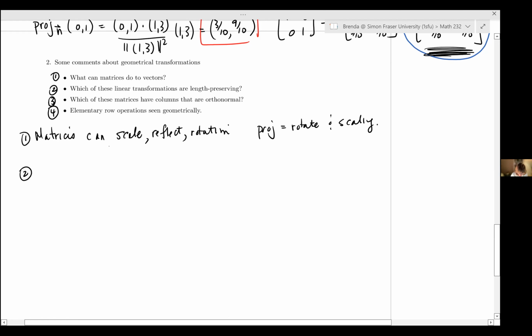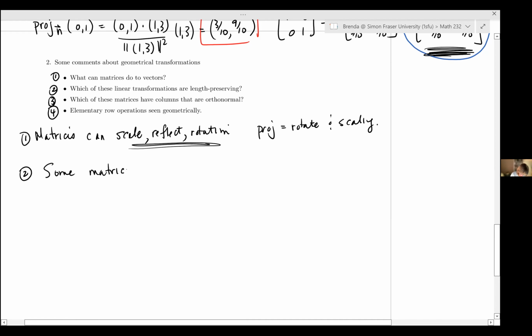I should maybe just add here: of course, if you have a matrix filled with numbers, it can do more than one of these things with the same matrix. You could have a matrix that scales and rotates at the same time, though that would be a composition of those 2 matrices.